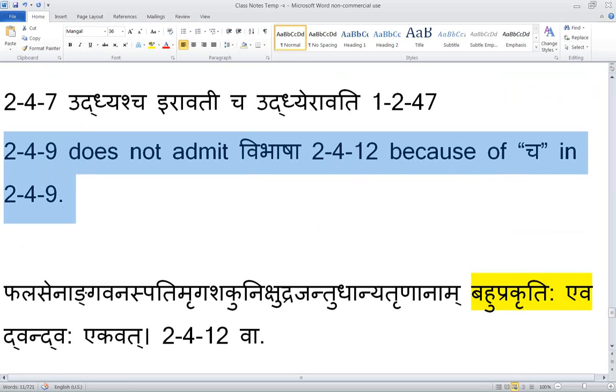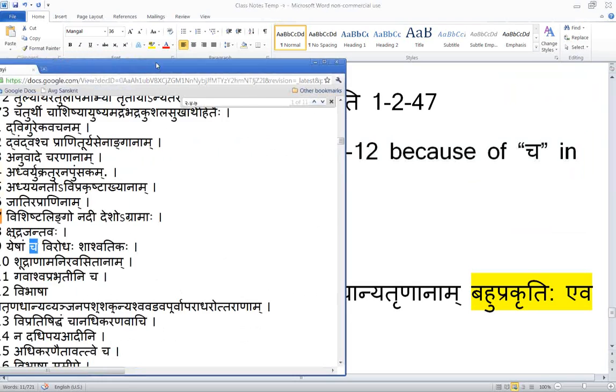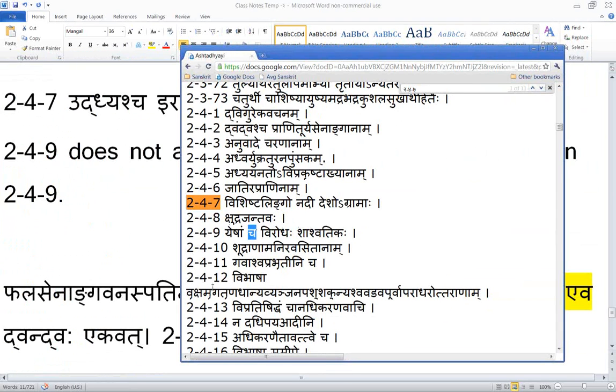Because if you make it vibhasha, then what's the point of having it, right? If you're going to say Yesham Virodha Shashvatikaha, you want to make it Samahara only, then you go and make it Vibhasha again over here. Vibhasha already we had, this whole Prakaranam Vibhasha, at the beginning of the class. So clearly, in these cases, there will be no Vibhasha. There will be only one form.